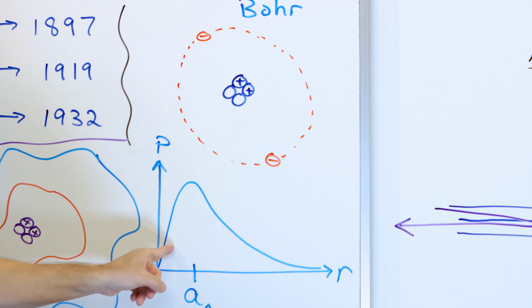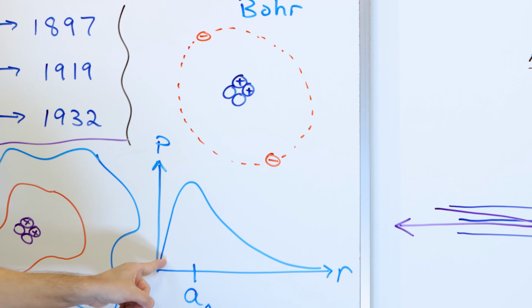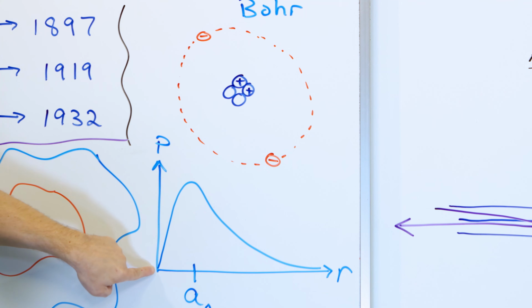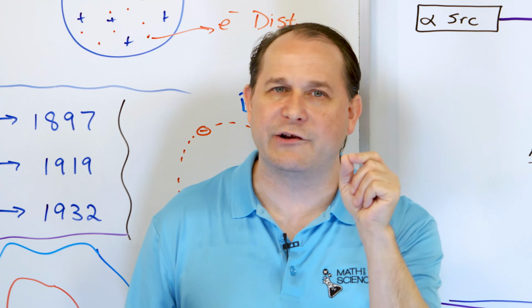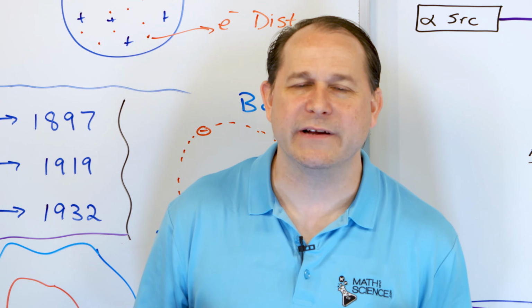So there's always a small chance of it being over there. And there's a small chance that the electron will be found nearer and nearer. Actually, this curve does not hit exactly zero. There is a very small probability that you will find the electron on top of the nucleus.